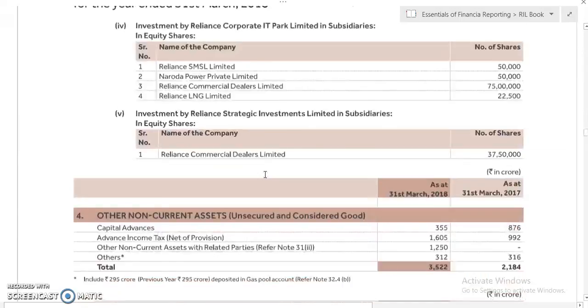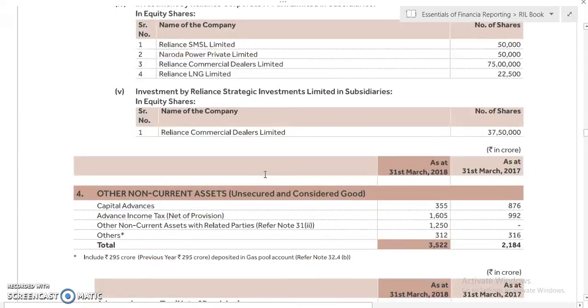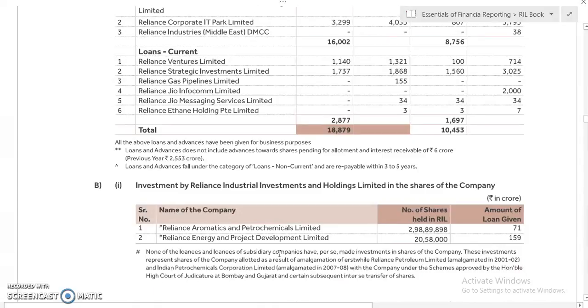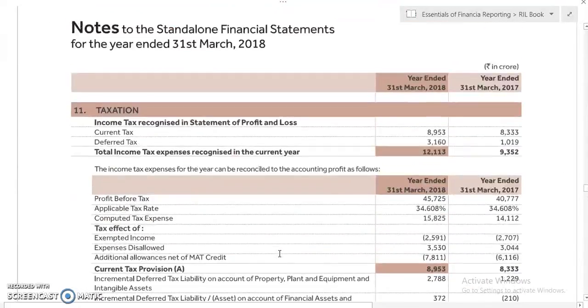And then there are more details here. You can see in note 31, but that's not in this one. Loans and advances in the nature of loans to be given to subsidiaries. So these are the different types of loans they have given.